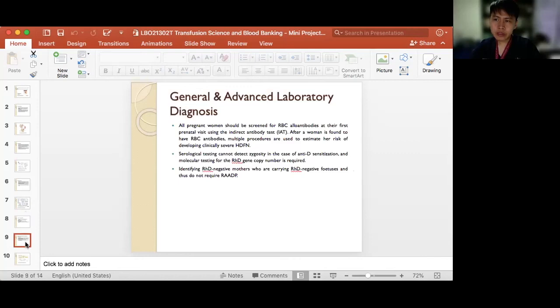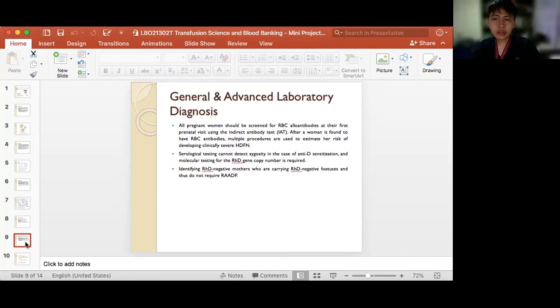General and advanced laboratory diagnosis. All pregnant women should be screened for RBC alloantibodies at their first prenatal visit using the indirect antibody test. After a woman is found to have RBC antibodies, multiple procedures are used to estimate her risk of developing clinically severe HDN.